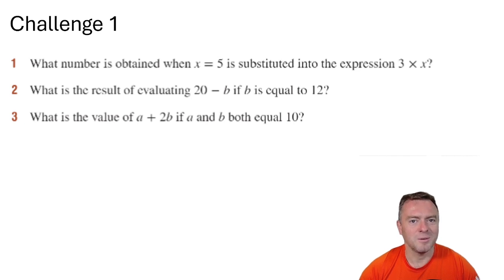So what number is obtained when we make x equal to 5 and substitute into this equation? So 3 lots of 5 gives us 15. The next one we have 20 take away 12, which gives us 8. And the next one we have 10 for both a and b. So 10 plus 2 lots of 10, which gives us 30.